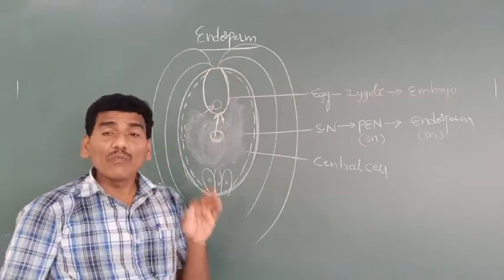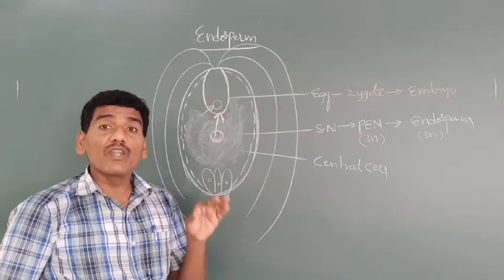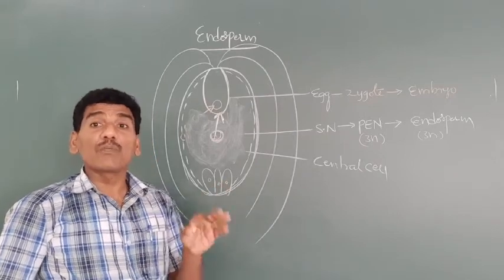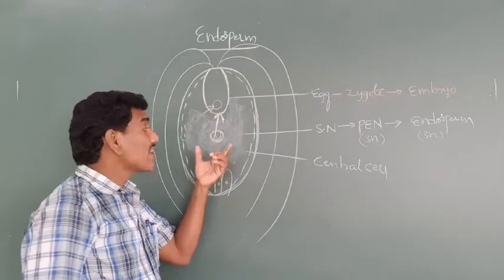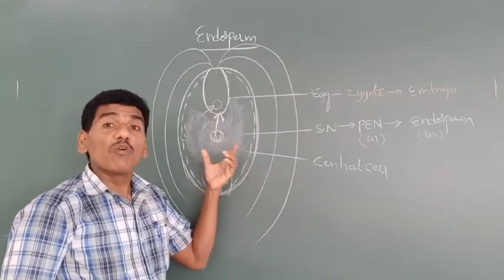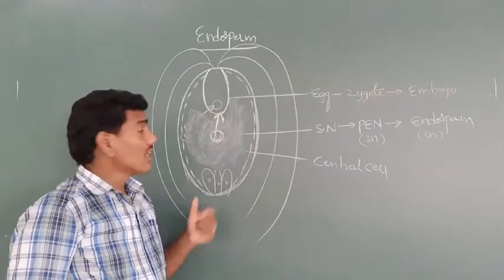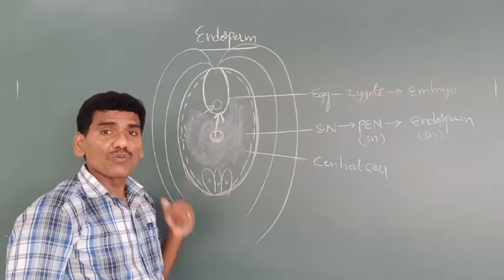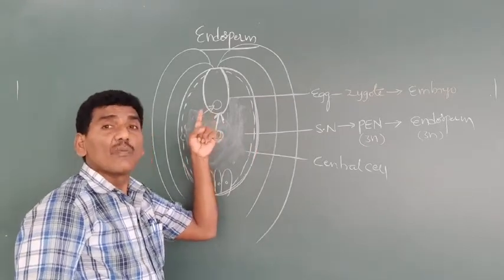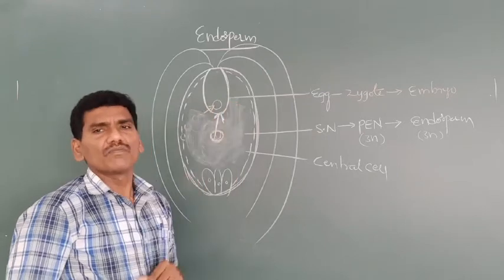What is the main important function of the triploid endosperm tissue? It is a triploid nutritive tissue. Inside the endosperm, a large amount of food material is stored. This triploid endosperm tissue supplies the food material for the development of the embryo.